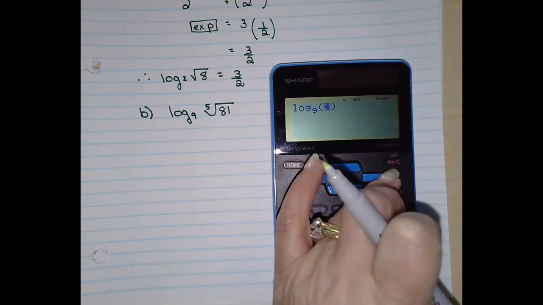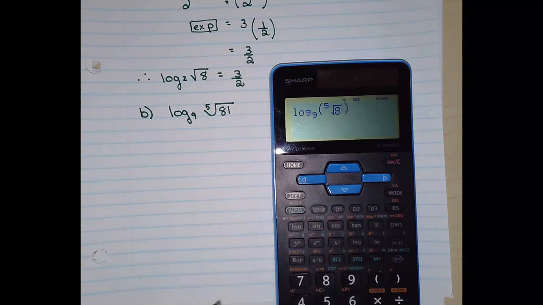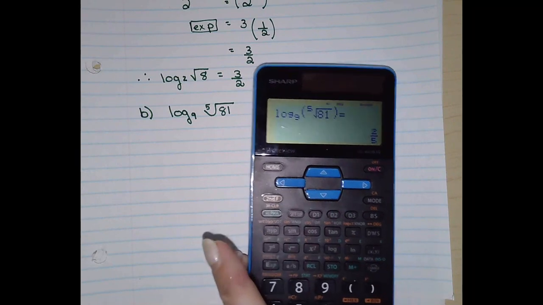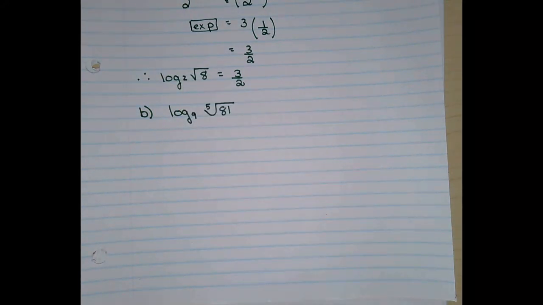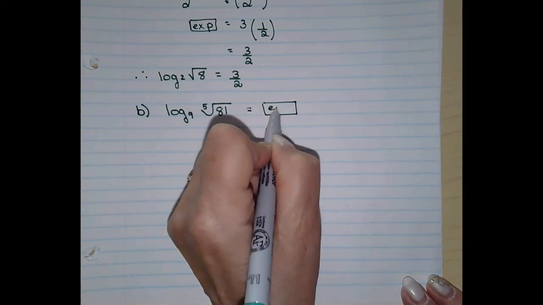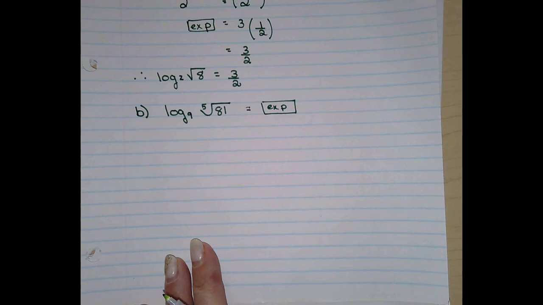So plug in your 9, your 5th root button, put your 5 there, and your 81. And I'm going to get a number here. Huh. Turns out it's equal to 2/5. Go figure. So your calculator tells you, it is a number. So how we solve it, of course, is I'm recognizing that this whole thing is equal to an exponent. Your calculator has told you that exponent is 2/5. So we do the same thing all the time.